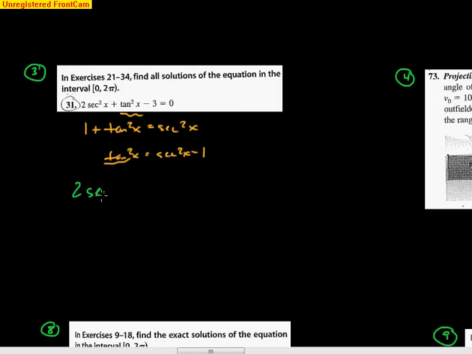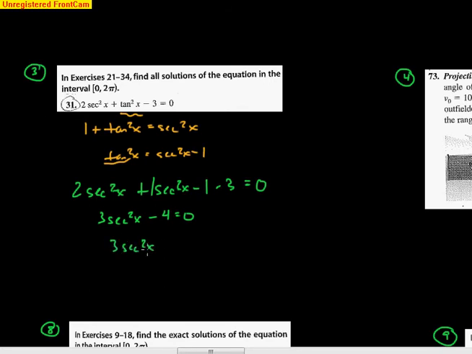2 secant squared x plus secant squared x minus 1 minus 3 equals 0. I will combine my like terms. These secant squared x, I have 2 and I have 1. That makes 3 secant squared x's. Minus 1 and minus 3 is minus 4. I will add 4 to both sides.